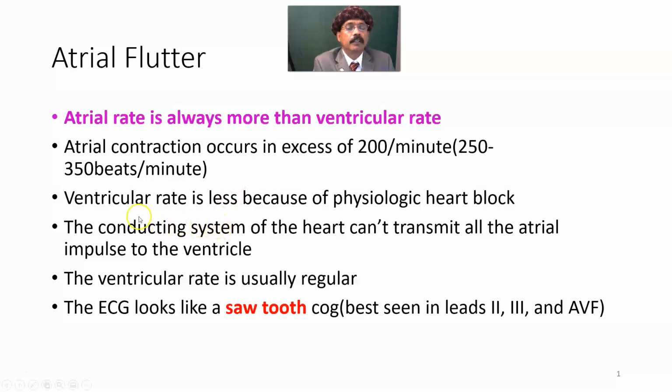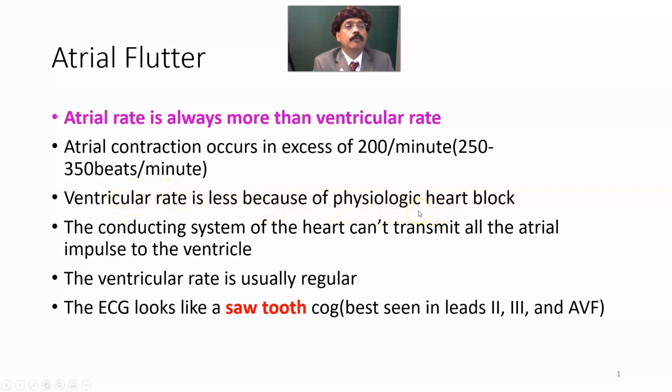Atrial rate is always more than the ventricular rate in atrial flutter. Atrial contraction occurs in excess of 200 per minute, usually 250 to 350 beats per minute. Ventricular rate is less because of physiologic heart block.